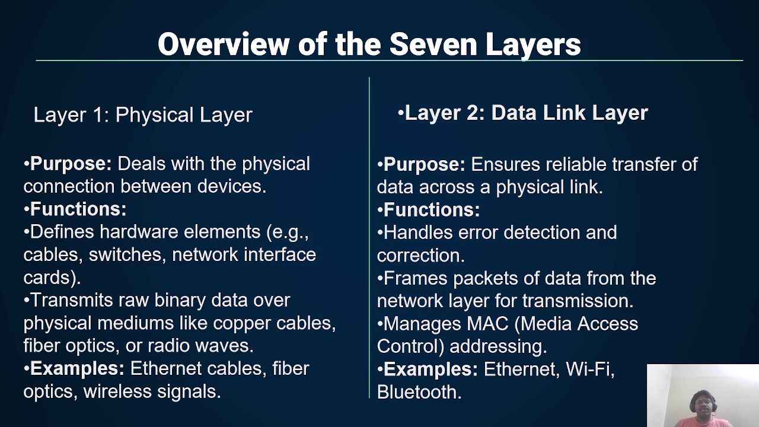Layer 1, physical layer. The physical layer is the foundation of the OSI model. It handles the physical connection between devices. It includes defining hardware elements such as cables, switches, and network interface cards. It transmits raw binary data over a physical medium like copper cables, fiber optics, or radio waves. Common examples include Ethernet cable, fiber optics, and wireless signals.